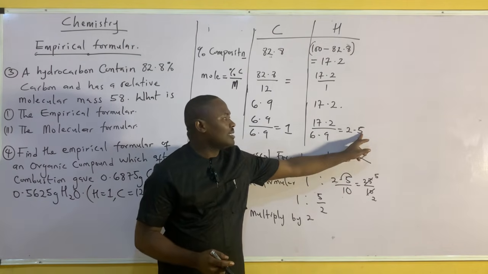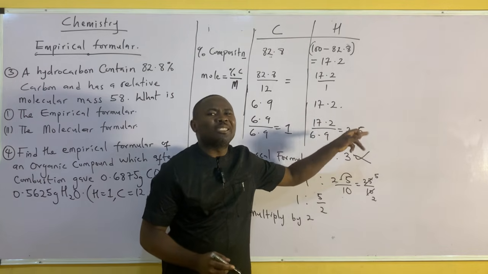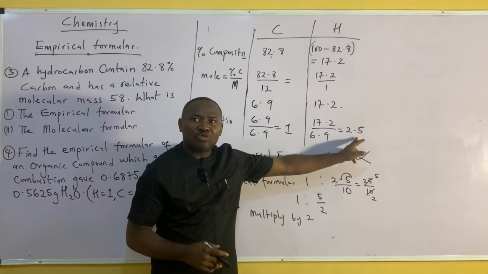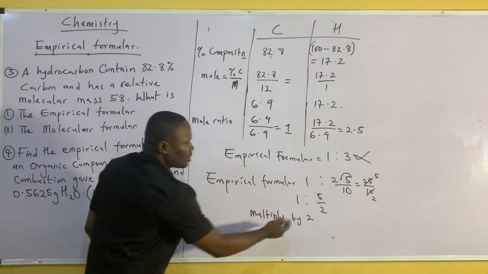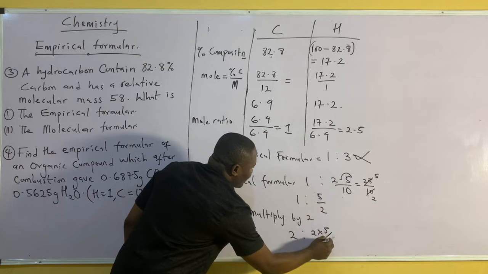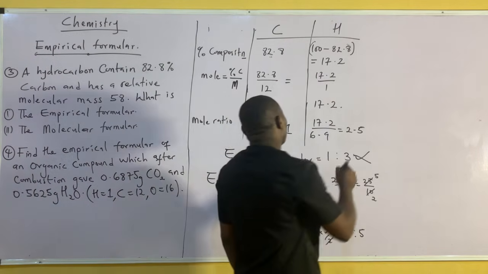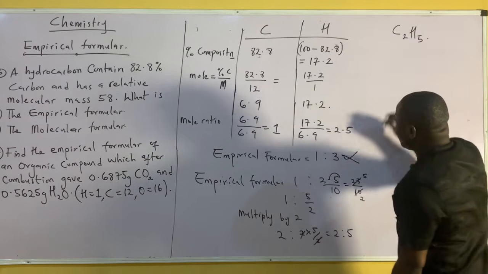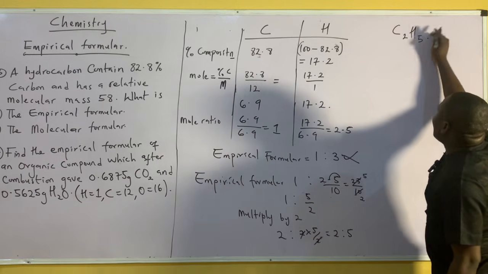You don't approximate it to the nearest whole number unless it is at most 2.9 something or 2.89. You cannot approximate such a value to the nearest whole number and call it the empirical formula. Instead, you continue the solving, and multiplying by 2 will now give us 2:2 times 5 over 2, which equals 2:5. So the actual way the empirical formula of this compound will be expressed is C2H5, not CH3.